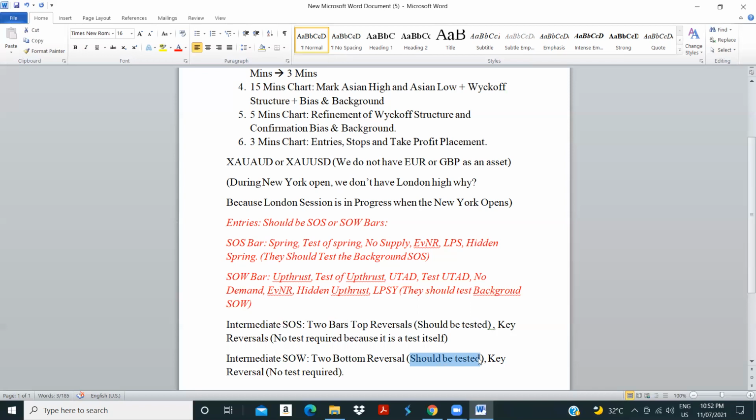Okay. It should be tested with which bars? These bars. It should be tested with these bars. If you have a key reversal, it does not require any test.